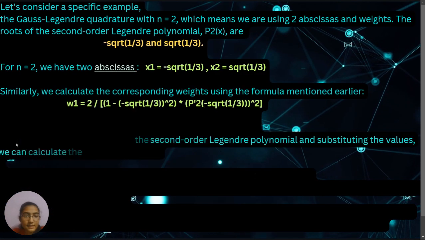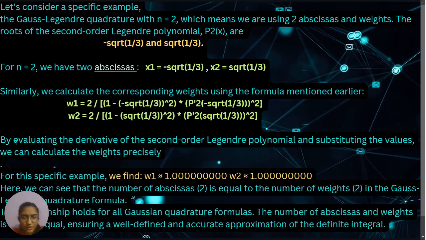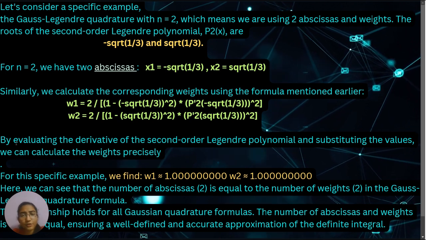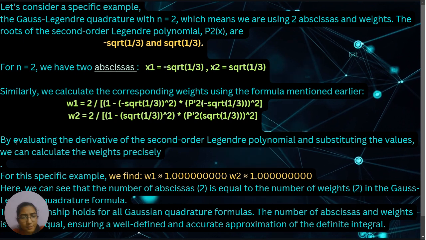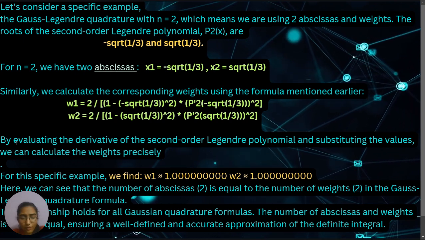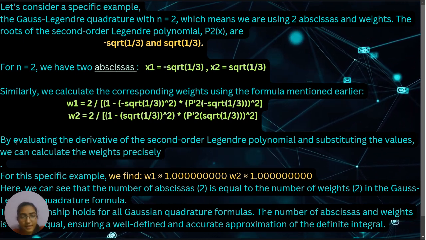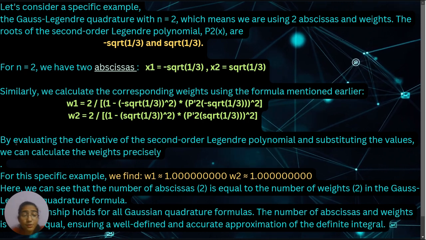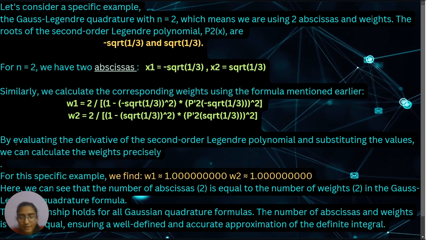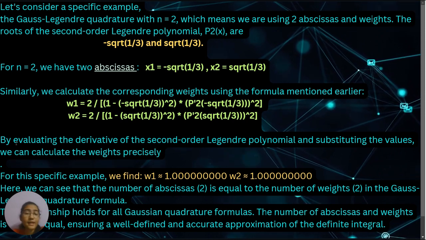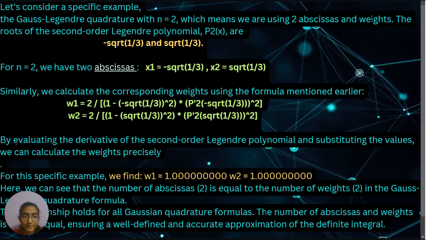So let's consider a specific example, Gauss-Lagrange quadrature with n equal to 2, which means we are using two abscissas and weights. The roots of the second order Lagrange polynomial P2 of x are minus the square root of 1 by 3 and square root of 1 by 3, as we all know. So for n equal to 2, we have two abscissas. x1 is equal to minus the square root of 1 by 3, and x2 is equal to square root of 1 by 3.